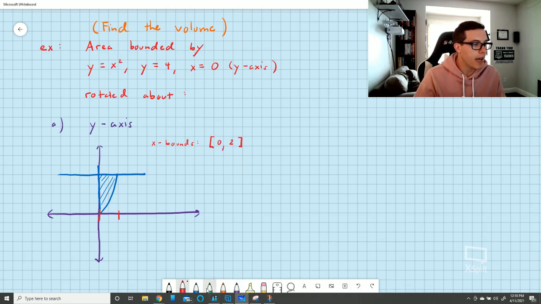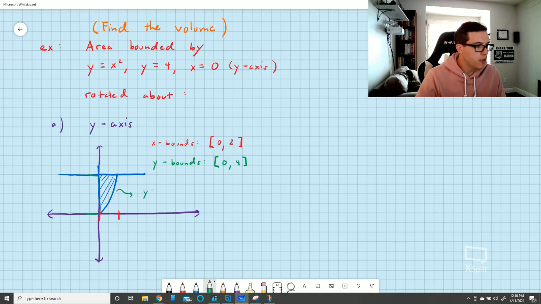But now we're going to add to this. We're going to find the y bounds, from where the area starts to where it stops in terms of the y coordinate. And this one starts at y equals 0 and ends at y equals 4. So the y bounds are a little different. You should do that.